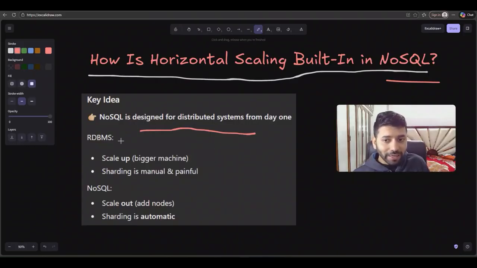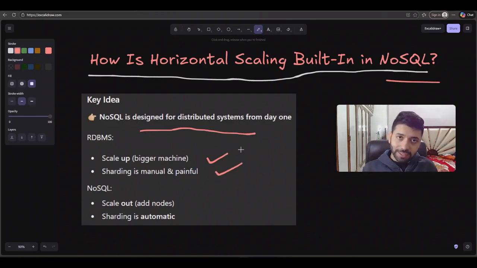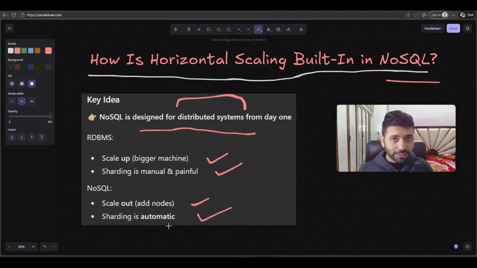So when we talk about scaling in RDBMS, the basic thing that comes up is scale up, or vertical scaling, which means you would look for bigger machines. Why do we say that? Because sharding is a painful and manual process in SQL. When we talk about sharding in SQL, it has to be done at the application layer. We discussed that earlier, right? But when we talk about NoSQL, it is designed for distributed systems. So you can scale out, or do horizontal scaling, very easily. You just have to add nodes to it. And why is that possible? Because sharding is automatic in NoSQL databases. That is handled at the database level, not at the application layer.